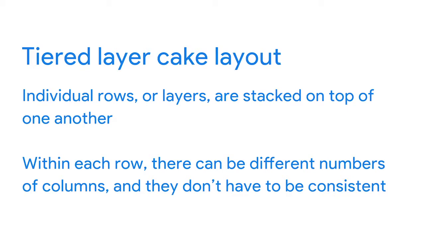And last but not least, let's check out a tiered layer cake. A tiered layer cake is just what it sounds like. It looks like a layered cake with individual rows or layers stacked on top of one another. Within each row, there can be different numbers of columns, and they don't have to be consistent.